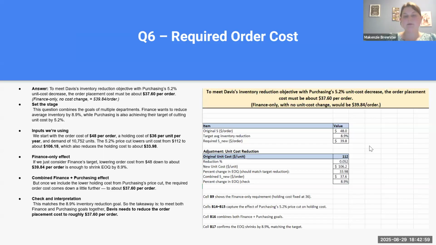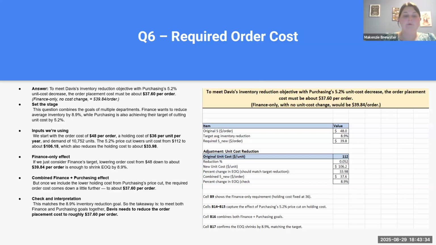So for question 6, the question is what would the cost be to place an order for Davis to meet his inventory reduction if sales achieves their goal, finance achieves their goal, and the purchasing director achieves his goal of reducing the average cost per unit by 5.2%. So in this question, we're able to determine that your order cost is $48 per order, your holding cost is $36 per unit per year, and you have your original demand of 10,752 units.